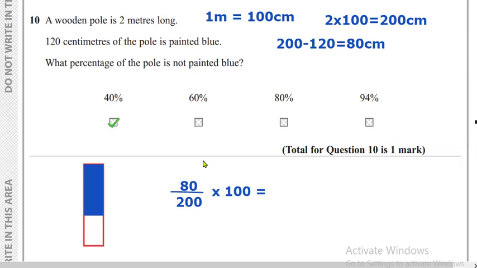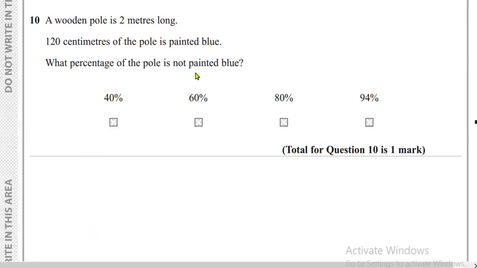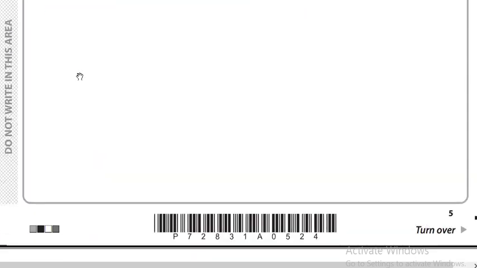40% of the pole. And this is how you answer a question like this. So we turn the meters into centimeters. This is the ratio or the rate of turning meters into centimeters. We turn the 2 meters into centimeters by multiplying by 100. We subtracted to know how much is not painted blue. We made the part number over the total number and multiplied by 100 to turn it into percentage. And we got 40%. Now, let's move on to the next question.